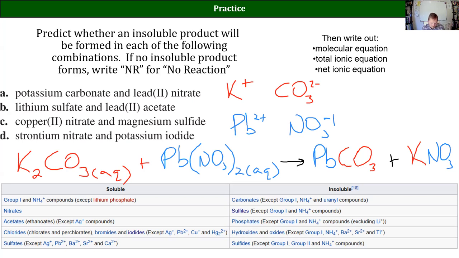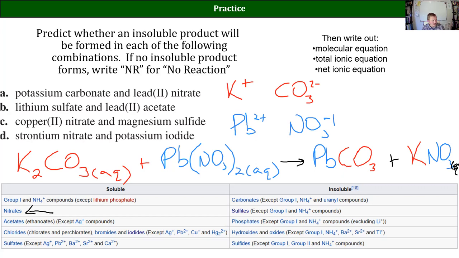So now we just want to check our solubility rules. We see that nitrates are soluble with no exceptions. So we know that we're going to wind up making an aqueous potassium nitrate. And I realize that's a little bit hard to read, but that's the piece that's not as important, right? Because that's soluble.